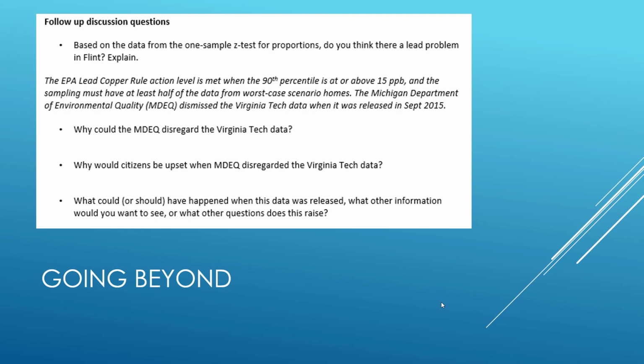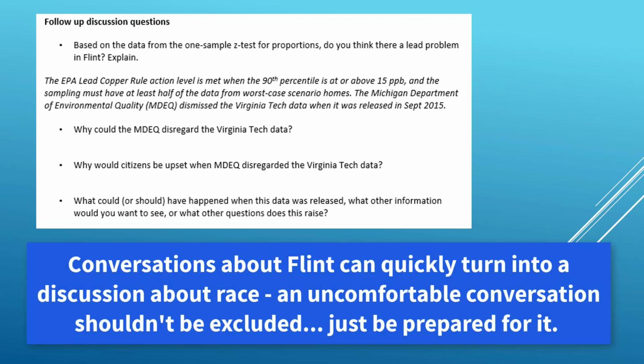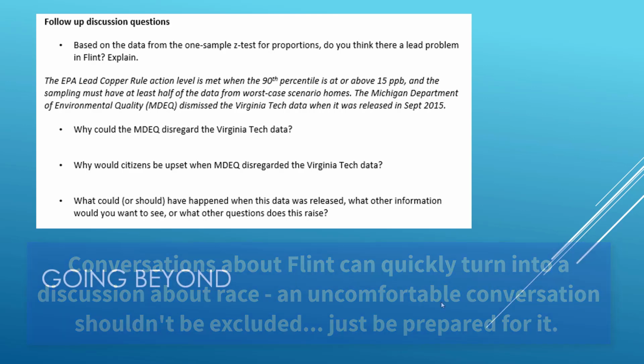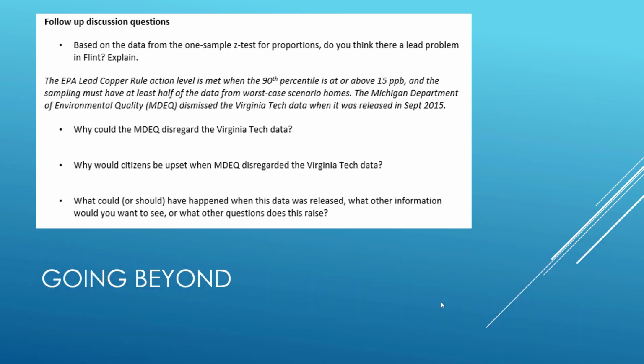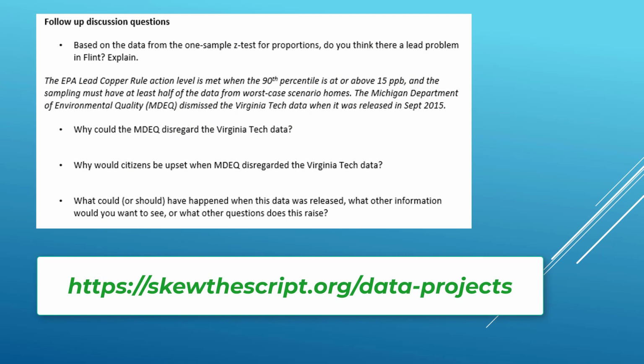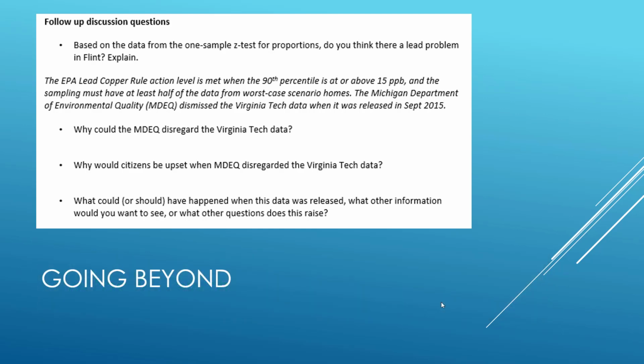If you're interested, as you've already seen in the Canvas course, there are links to the Skew the Script with a very detailed Flint water crisis activity that goes through almost every topic you cover in Intro Stats. I'd encourage you to take a look at that. It includes timelines. And even if you review that a little bit before you do an activity like this, you'll be a little bit more knowledgeable. You can answer a few of the student questions. You can know where to direct them for more.